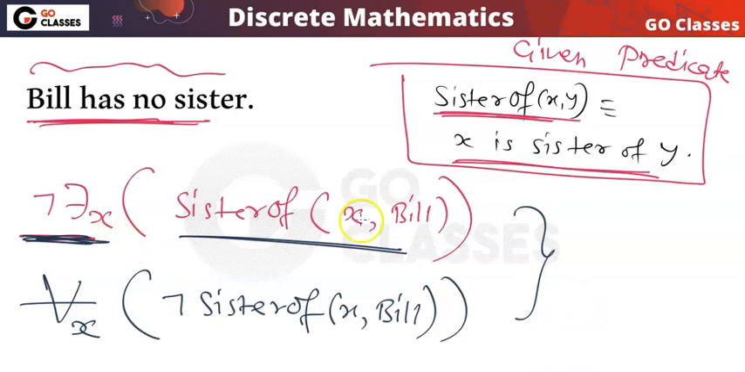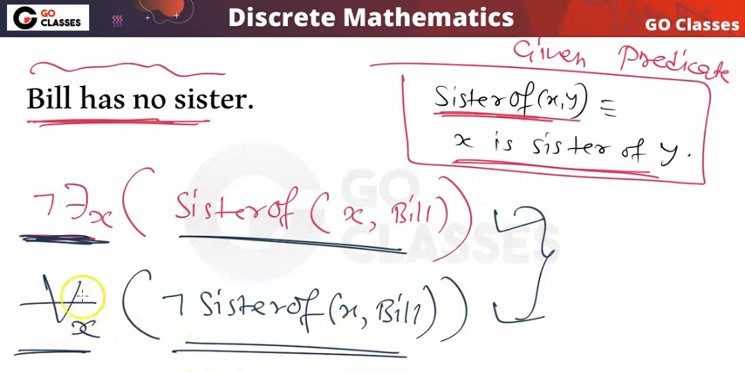Because the first one is saying that there is no x who is sister of Bill, and the second is saying that for every x, x is not a sister of Bill. For every x, x is not a sister of Bill. This negation means x is not a sister of Bill.